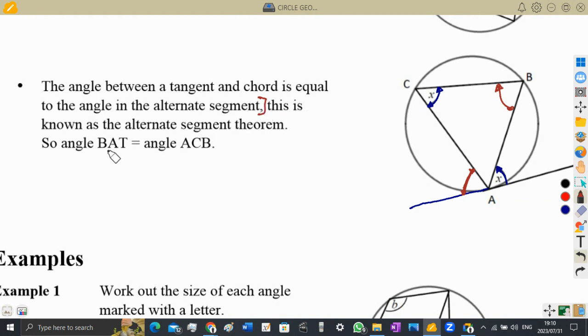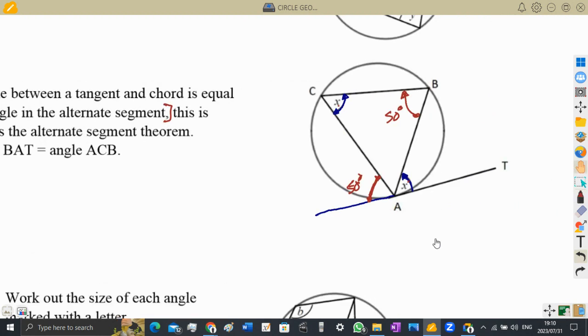This is known as the alternate segment theorem, to say these two angles are the same. The way we can see, this one is x. So if this is 50 degrees, this is going to be 50 degrees. That is what we simply need to know. As we can see, this topic is already done. It's all on the theorems. The more theorems and questions you work with, the more you can understand these typical questions.